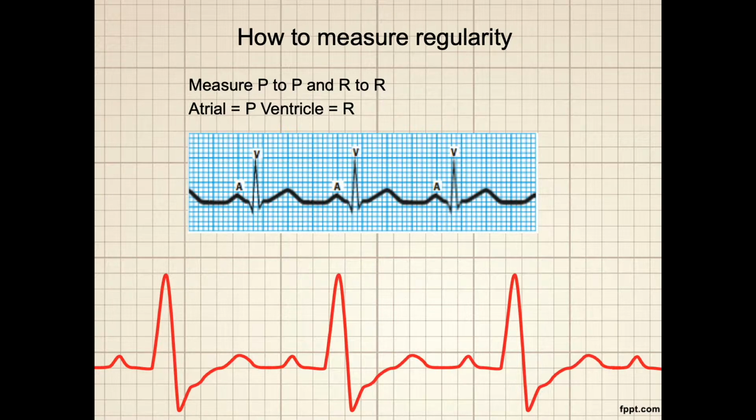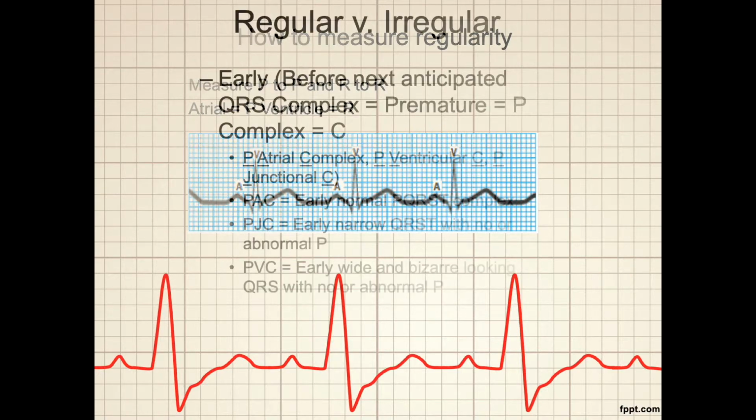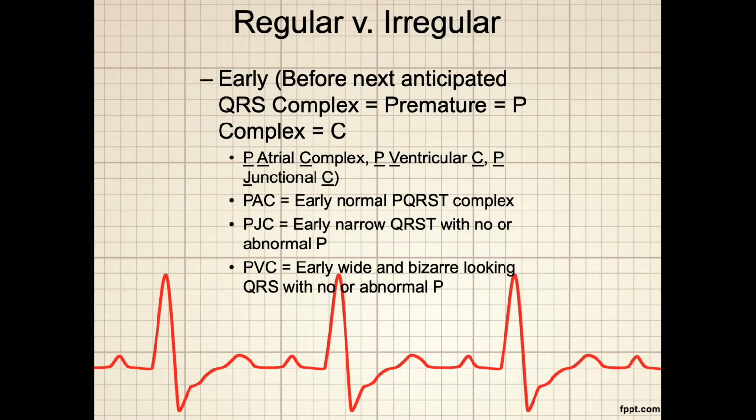However, if there are some irregularities, see if there's overall regularness. In other words, look at the overall picture. Is, for the most part, the rhythm regular, and you just have 1 or 2 extra beats that are happening either a little early or a little late? Well, if it's early, that is before the next anticipated QRS complex, we call that a premature complex. And it depends on where it's coming from, on what label we give it. So there are premature atrial complexes, premature ventricular complexes, and premature junctional complexes.